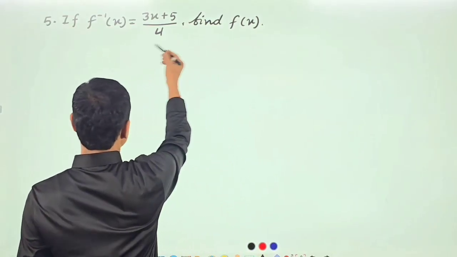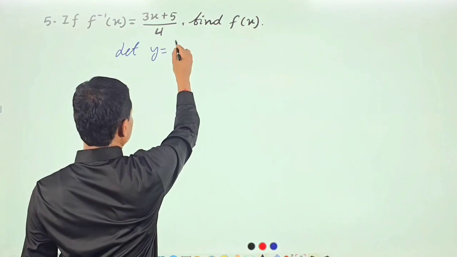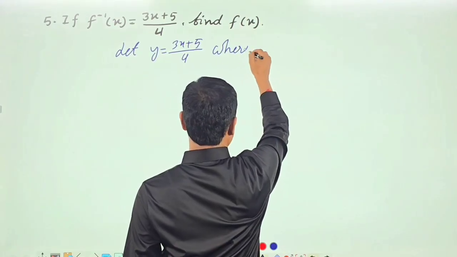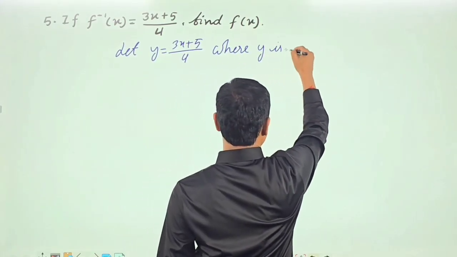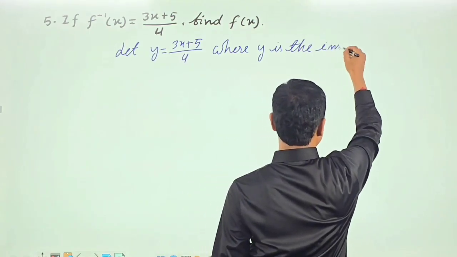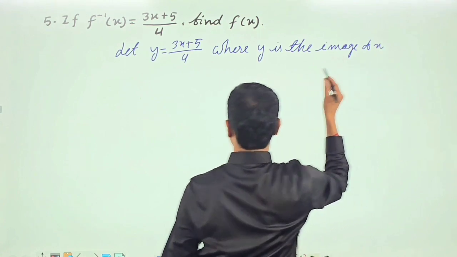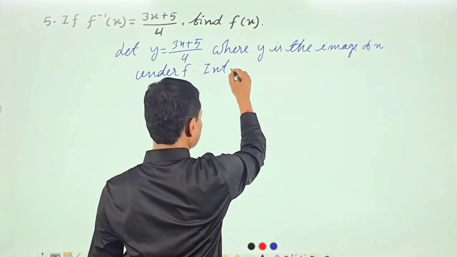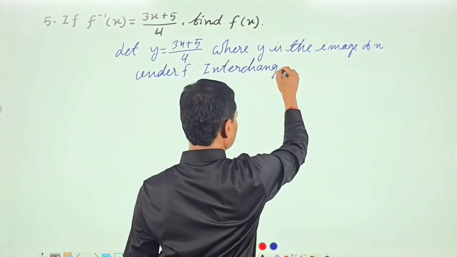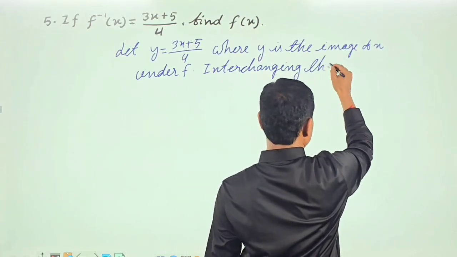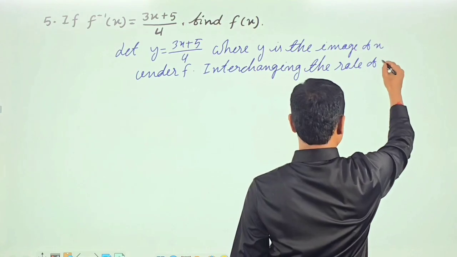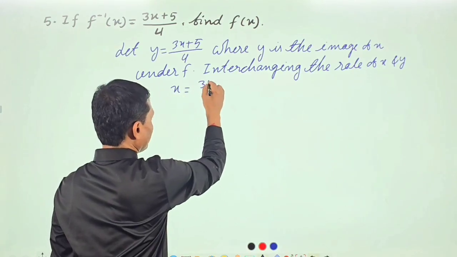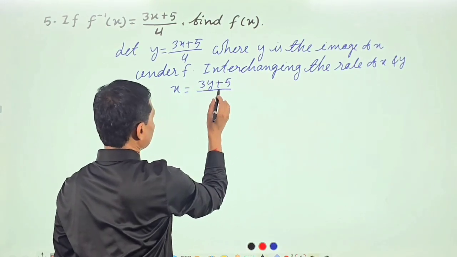First of all, you have to write here, let y equals (3x plus 5) by 4, where y is the image of x under f. After that, interchanging the role of x and y. Just we are going to interchange the role of x and y: y becomes x and x becomes y. So we write here (3y plus 5) by 4.